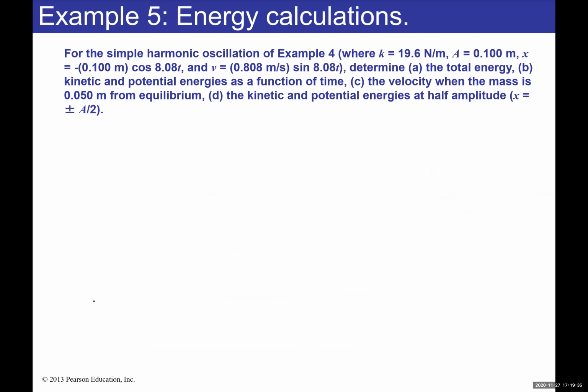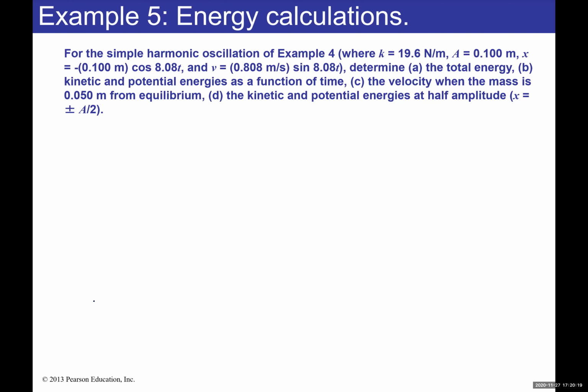Okay. All right. So here's an example. I'm still going to do that example, but the idea here is that there's a system where we take the spring constant K to be 19.6 newtons per meter, amplitude 0.1 meters, and x equals 0.1 cosine 8.08 t, and velocity is 0.808 sine 8.08 t. Those are given to us. So we're going to determine the total energy, then the kinetic and potential energy as a function of time. Then the velocity when the mass is 0.5 from equilibrium, then the kinetic and potential energies at the half amplitude, which is x equals plus or minus A/2.